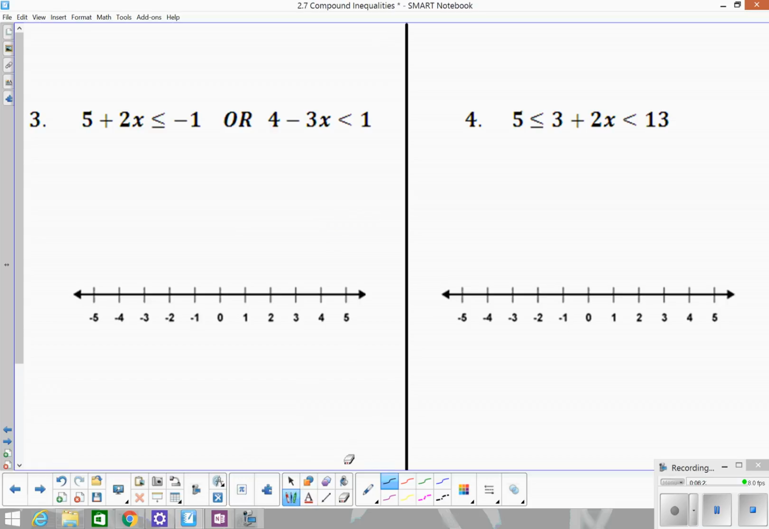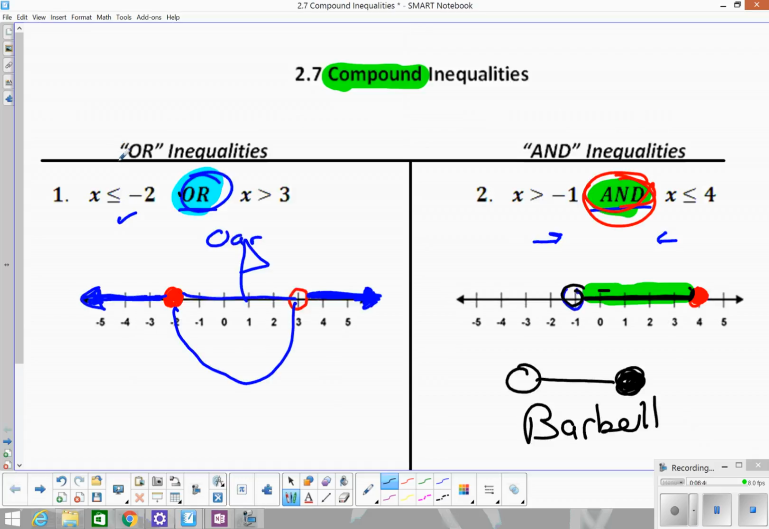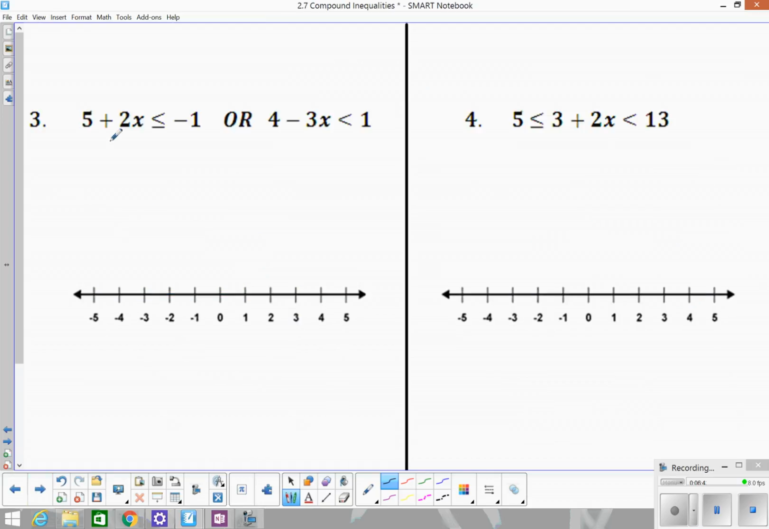I want to talk about just solving. Okay, so I'm going to do the same thing for an OR problem. I know that my arrows are going to go in opposite directions, but now, different from my prior example, which was already solved for, I just have to solve. So you're just going to solve each of them individually.